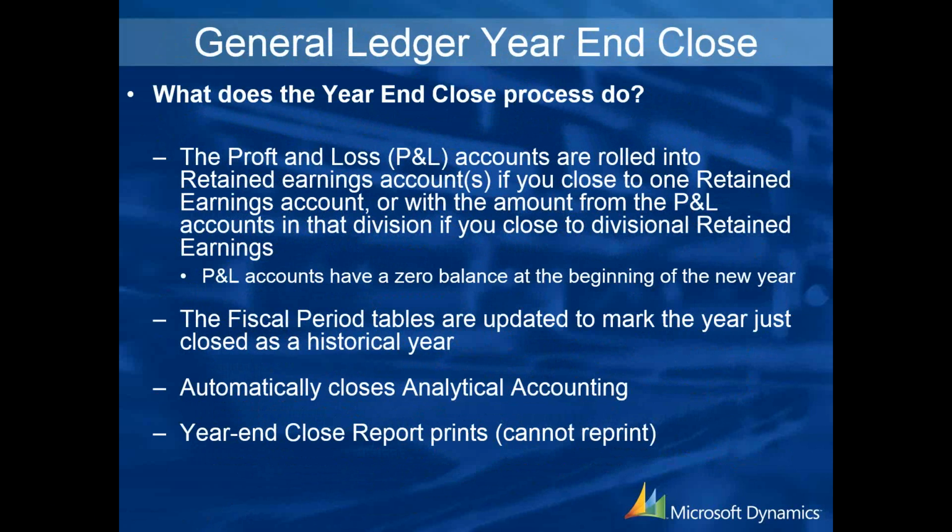The fiscal period tables are updated to mark the year just closed as a historical year. It automatically closes analytical accounting and the year-end close report prints. You cannot reprint this. So when it pops up for you to print, make sure you print it. GP 2013 does allow you to change printers. So if you're not on 2013, make sure that you've selected your printer, or the file, before you do this process.